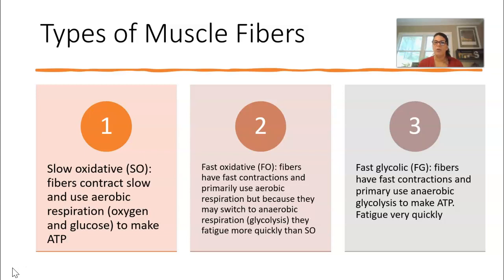The second is FO, or fast oxidative fibers. These have very fast contractions and primarily use aerobic respiration, but because they can switch to glycolysis, they fatigue more quickly than the slow oxidative muscles. Because the slow oxidative fibers contract more slowly, they allow for much more prolonged activity. And then the fast glycolytic fibers have very fast contractions, and they use anaerobic glycolysis to make ATP. These muscles fatigue very quickly, faster than either of the other two types of muscle fiber.